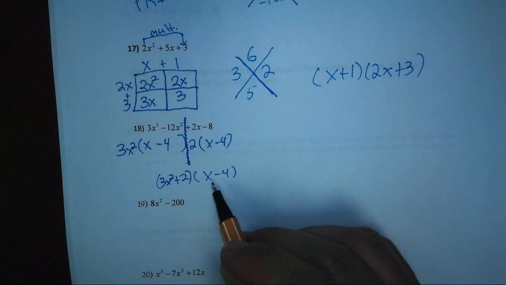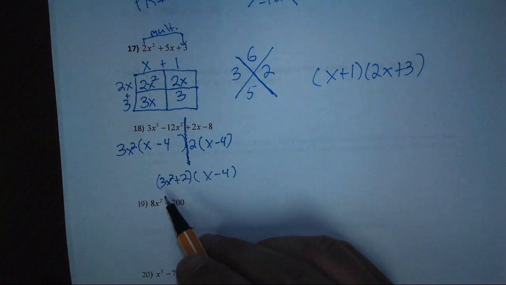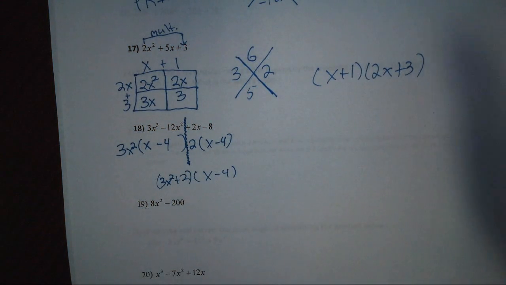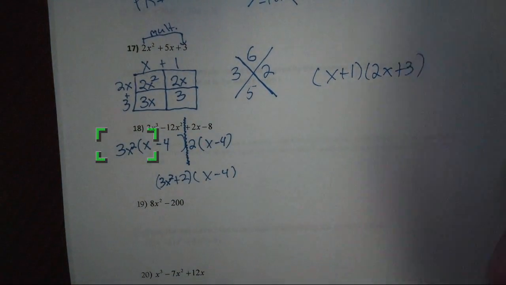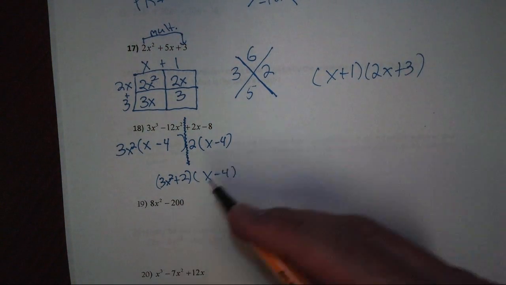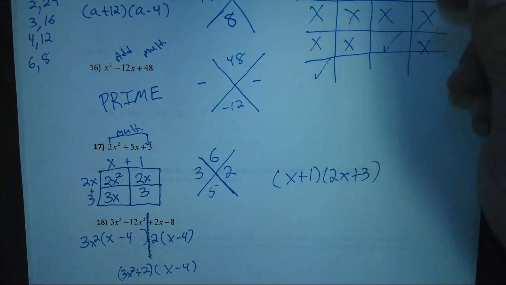Then I look. There's nothing left. There's no difference of squares here. There's no diamonds left. So I'm done with the process. So now we go to 19. First step we look for is our GCF, which I have. So GCF, checking off, we're going to do it.